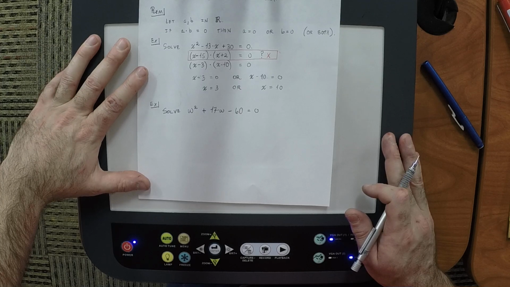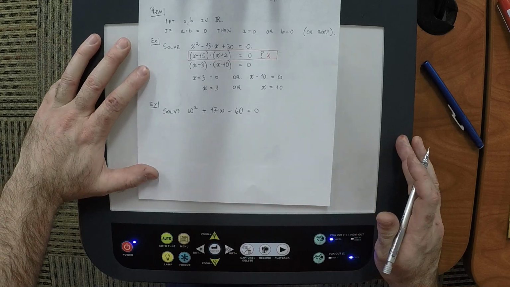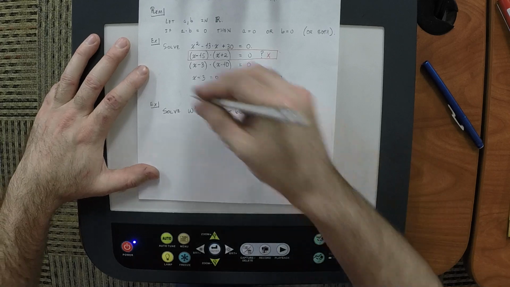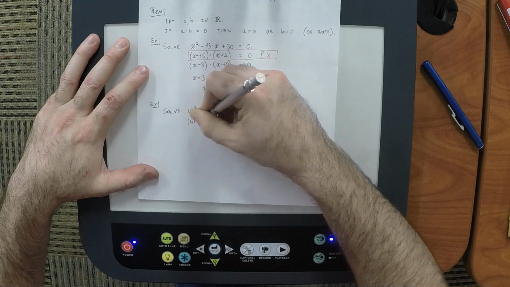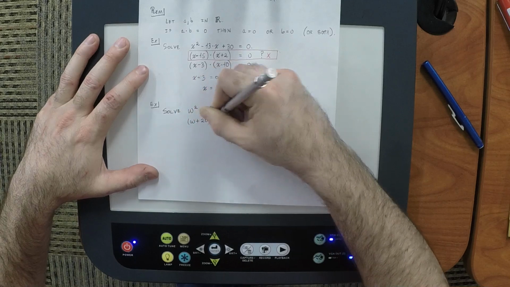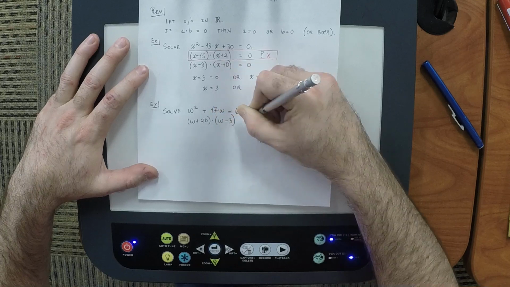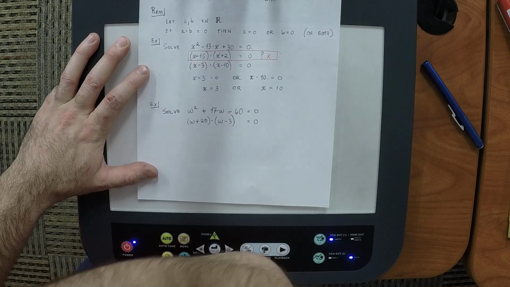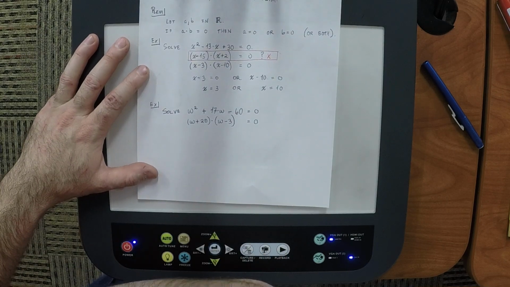Okay, good, except with w's, right? So then that would be w plus 20 multiplied by w minus 3 equals 0. Because 20 multiplied by negative 3 is negative 60, and 20 plus negative 3 is 17.